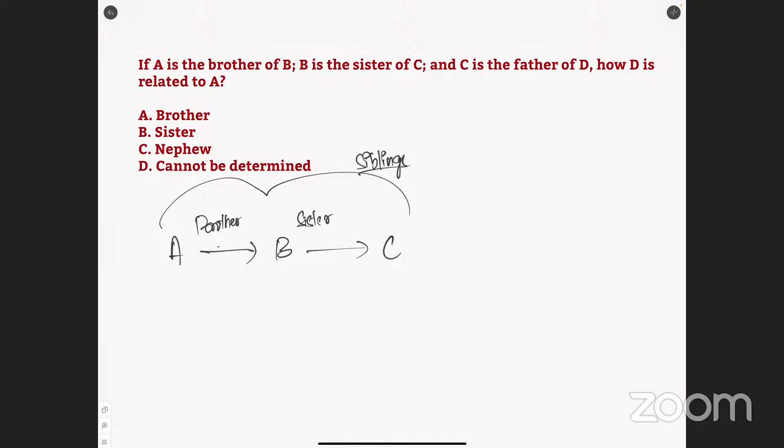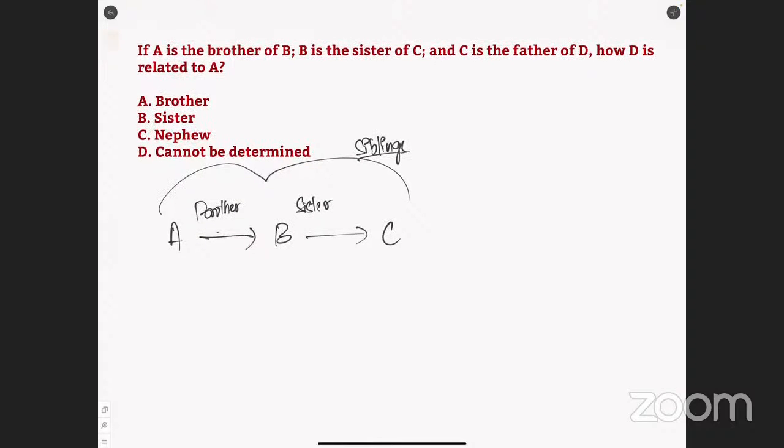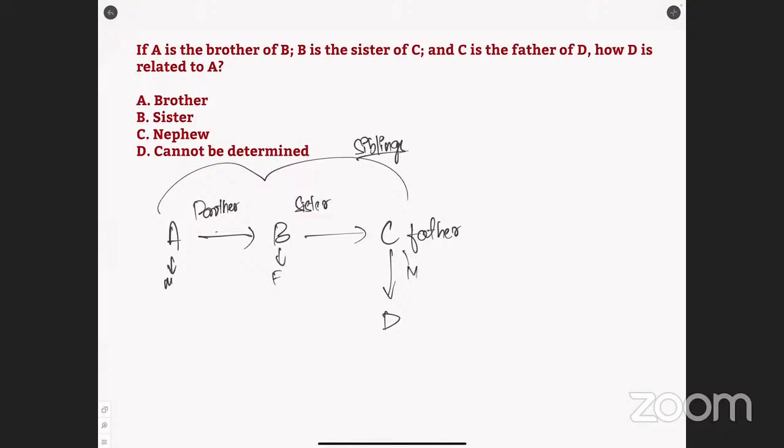Okay. Then what else is given? And C is the father of D. Okay, C is the father of D. So that means A is male, B is female, and C is once again male. Now what is it that they have asked? How D, that is the child of C, is related to A.